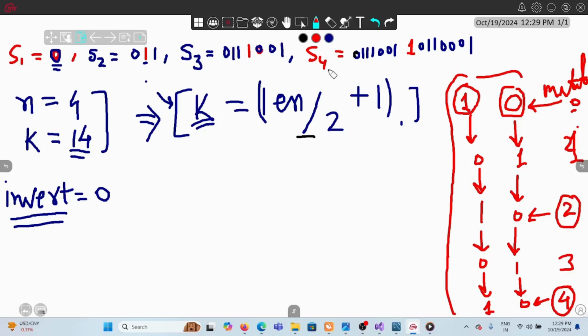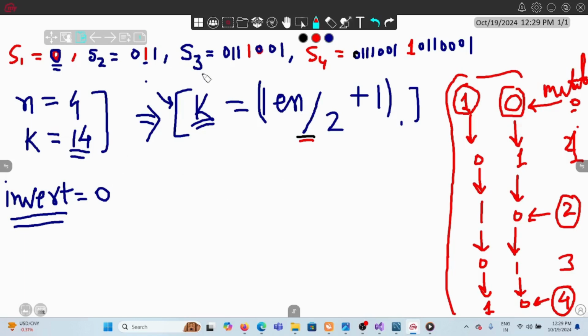Now we'll go for our solution. Observe this point: k equal to len by 2 plus 1. This is basically the middle point. You might have a question: why plus 1, why not only len by 2? Because we are starting from 1. K starts from 1, n also starts from 1. See here, S1 equals 0. We are not starting from 0, which is why I have put len by 2 plus 1.